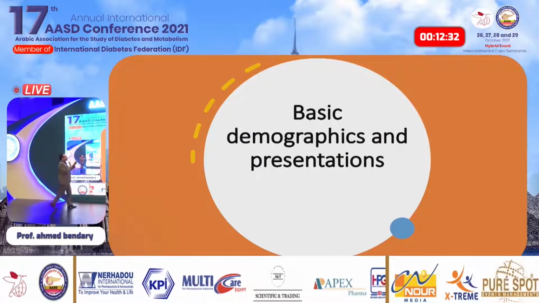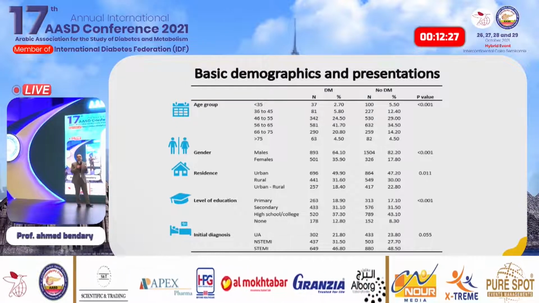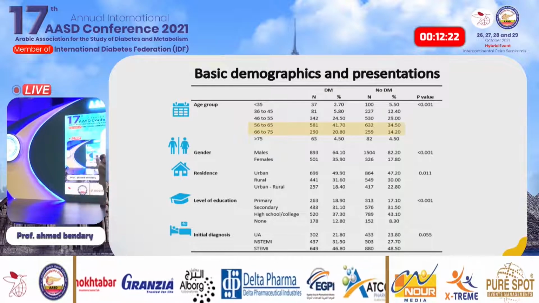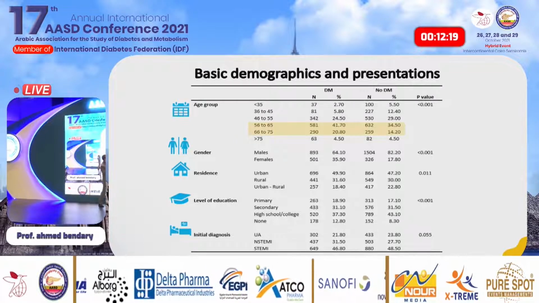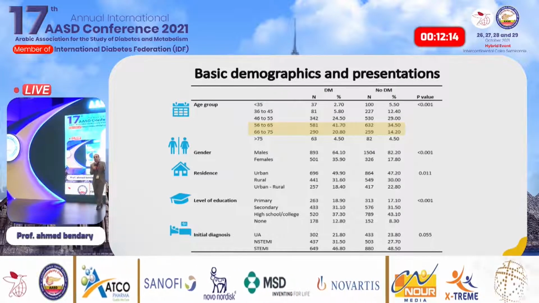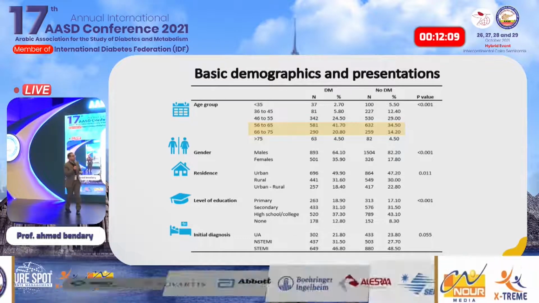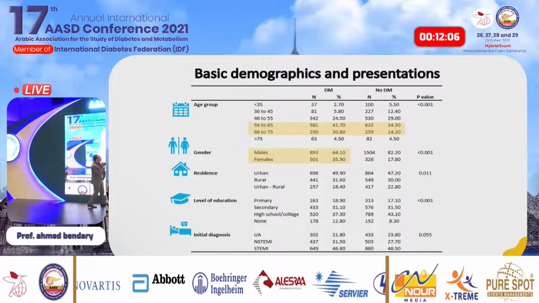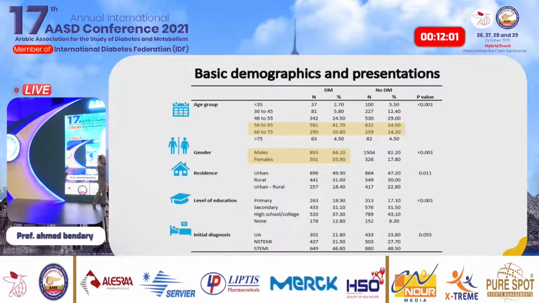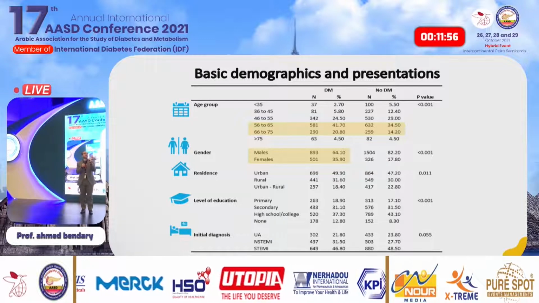Now to the basic demographics and presentations. And this table speaks it all. I'd like to highlight 3 or 4 points in this table. First, if you look to the elderly, the age group more than 56 up to 75, you will note that those elderly patients were significantly more often diabetics than non-diabetics, and this is important. The second is that if you compare diabetic males to diabetic females, you will notice that the vast majority of Egyptian diabetic patients presenting in our coronary care units are males.